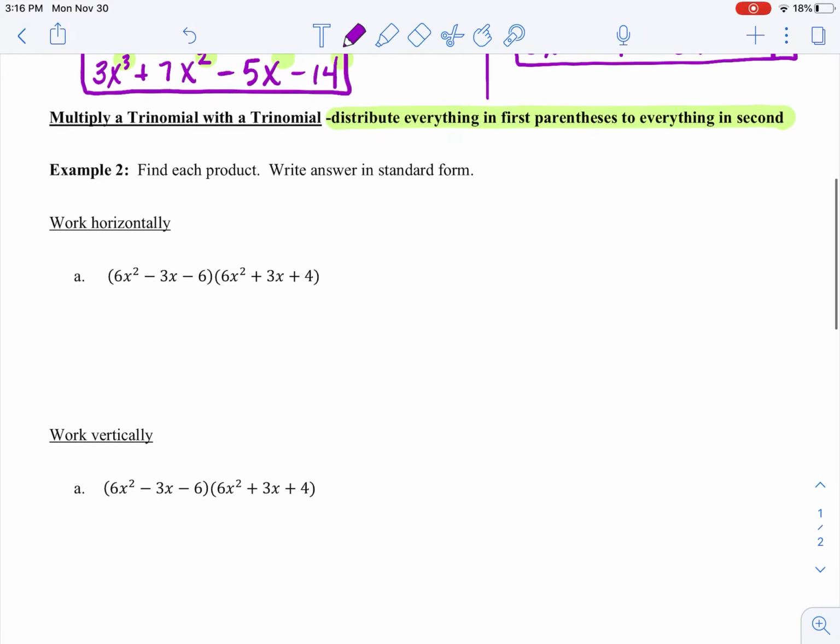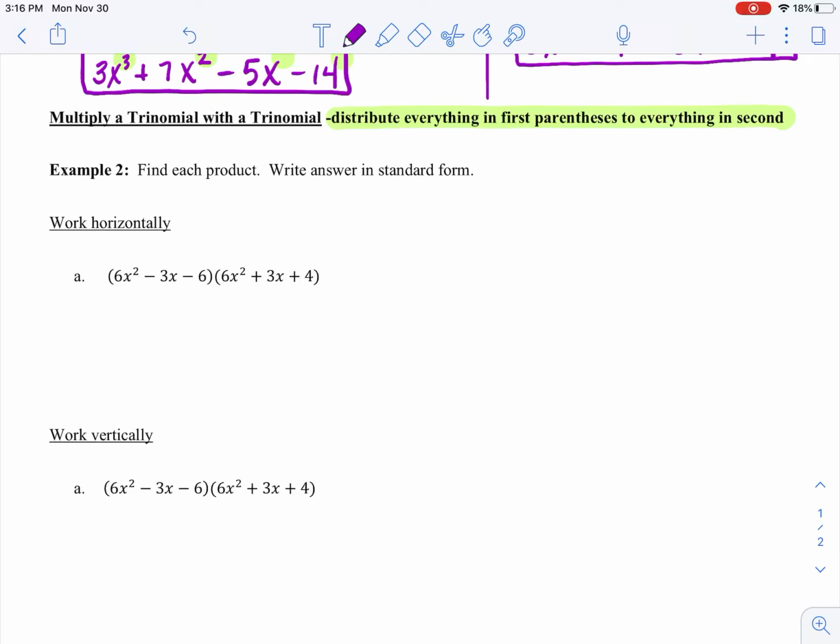All right, so in example 2, we're going to work horizontally, and again, notice example 2 has the same problem twice, okay? So I'm not doing 2 different problems. I'm doing the same problem 2 different ways. So if we're working horizontally, think about what's going to happen.